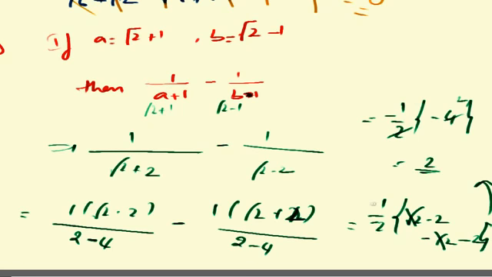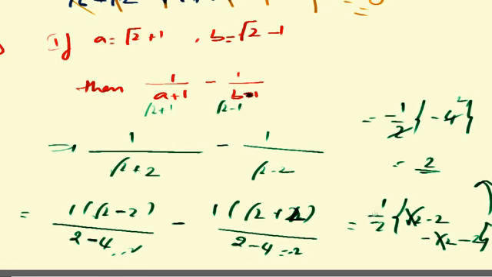I am explaining again. We are directly taking the values of root 2 plus 1 as A, root 2 minus 1 as B. So it will become root 2 plus 2, and this becomes root 2 minus 2. So what will happen? We are rationalizing 1 into root 2 minus 2. This is root 2 minus 2 divided by 2 minus 4. This is root 2 plus 2 divided by 2 minus 4. And 2 minus 4 is nothing but minus 2. This is nothing but minus 2.